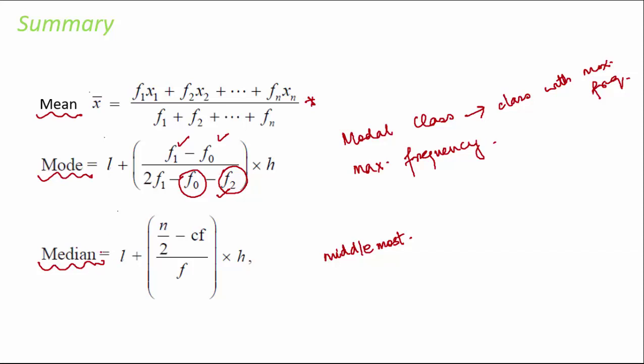Now when it comes to calculating median, here we have n by 2, where n is the number of observations, minus CF. CF is the cumulative frequency of the class preceding the median class, divided by F. F is the frequency of the median class, and H is the class size. I'm not getting too much into detail, just a quick brief.